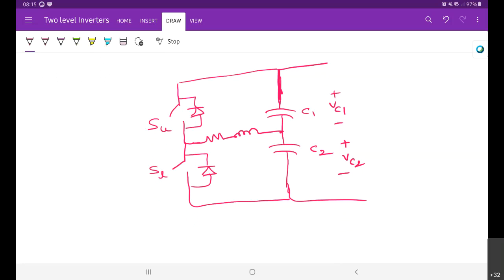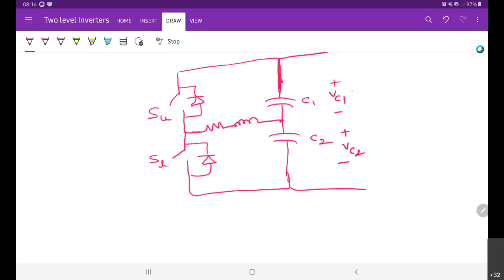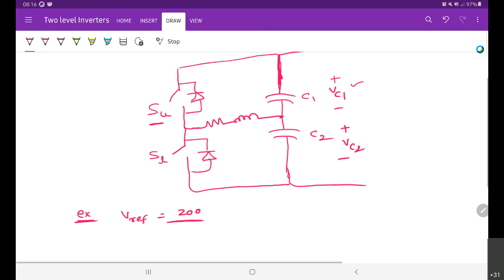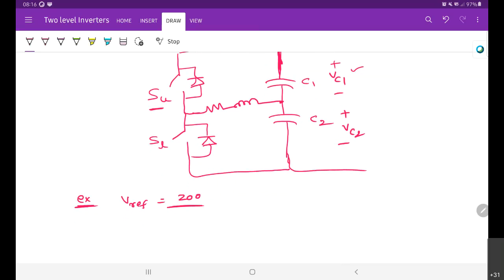As per our control circuit, VC1 must be equal to VC2, and both must be equal to the reference. So what is our constraint? When the upper switch is turned on, VC1 is greater than VC2 and greater than the reference. For example, let us assume there are two scenarios. V reference is 200. That means VC1 must be equal to VC2, and both must be equal to 200.